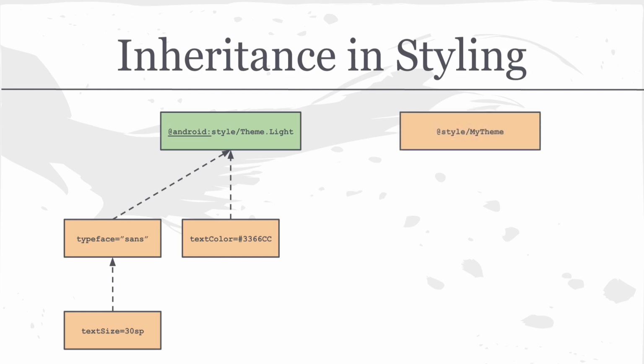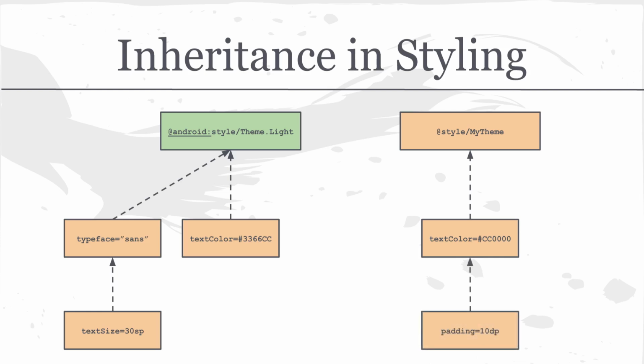Now, that being said, it becomes apparent that we can also subclass our own styles. So if we have our own style or theme, we can subclass it into another one of our own styles and change one of the attributes as needed. Of course, we can, again, do another subclass and change a different attribute.